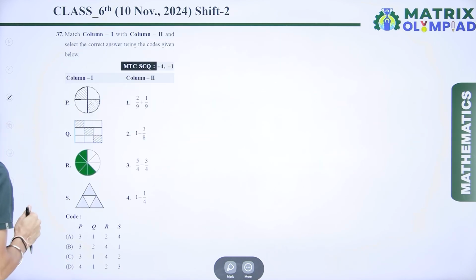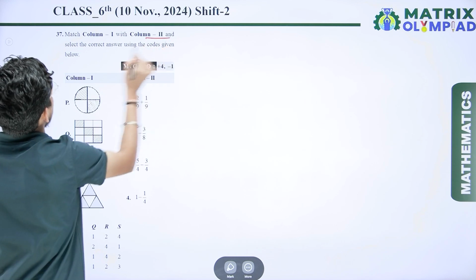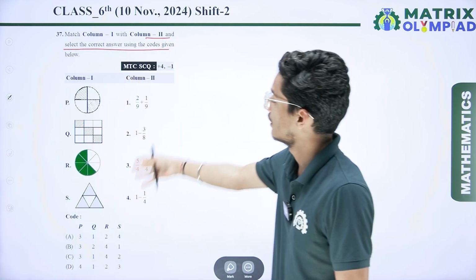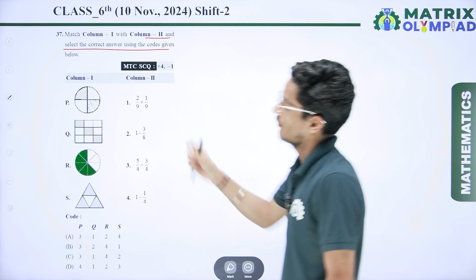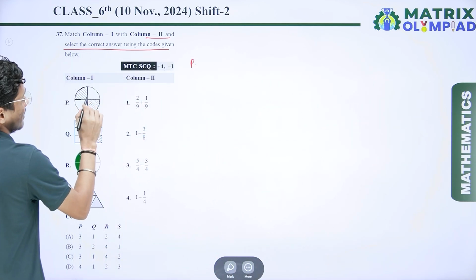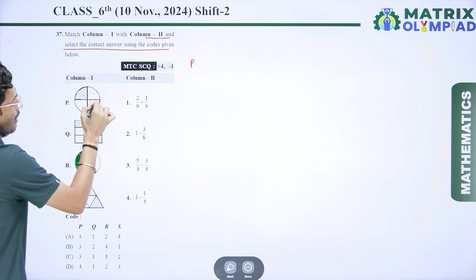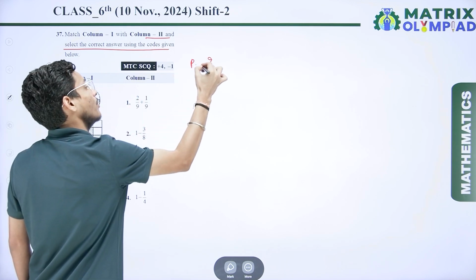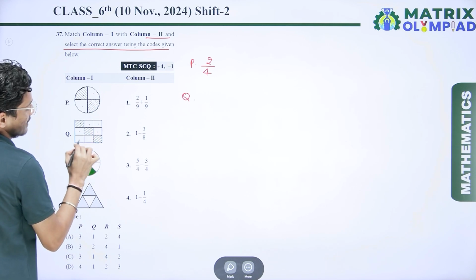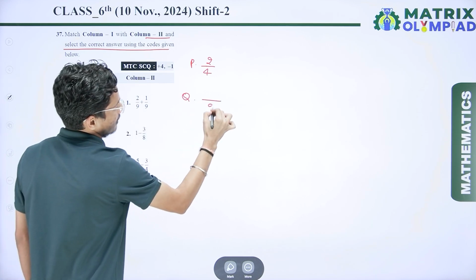So now if I talk about the next question, that is, match column 1 and column 2 and select the correct answer using the code given below. So here we are given column 1 and column 2 again. First, if I simplify column 1, that is P, we have a circle with a total of 4 parts, and 2 are the shaded parts. So I write here 2 upon 4. If I talk about Q, we have 1, 2, 3, 4, 5, 6, 7, 8, 9 total parts and 3 parts are shaded.